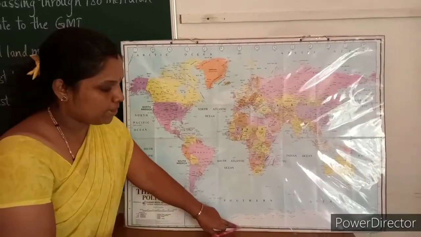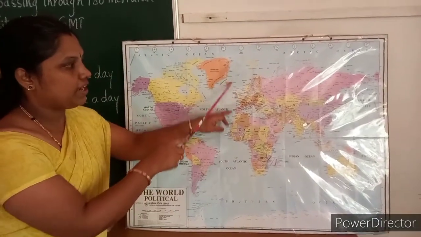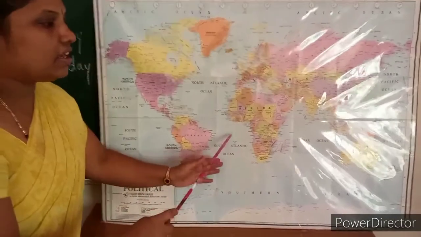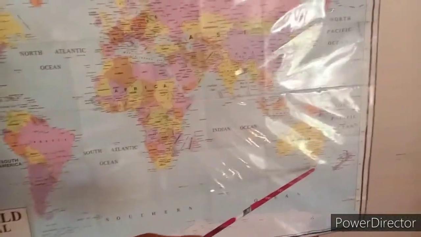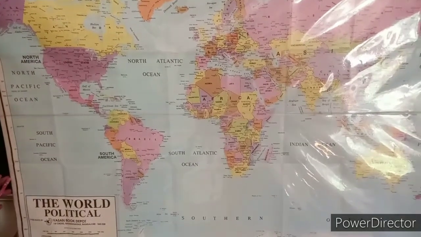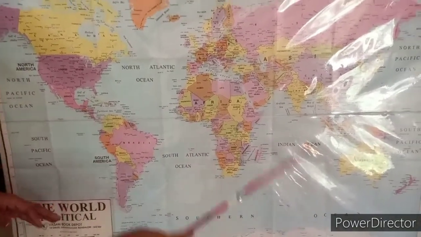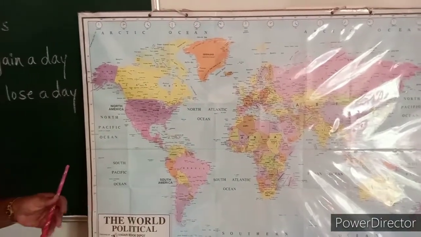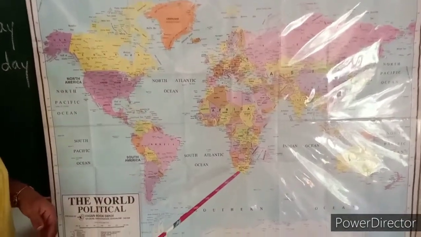That means from the Greenwich or prime meridian, on the eastern side 12 hours, on the western hemisphere side 12 hours. 12 plus 12, there are 24 time zones.